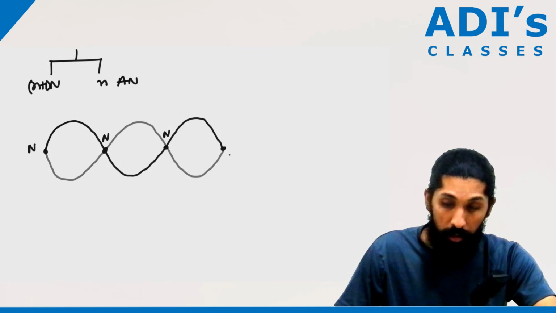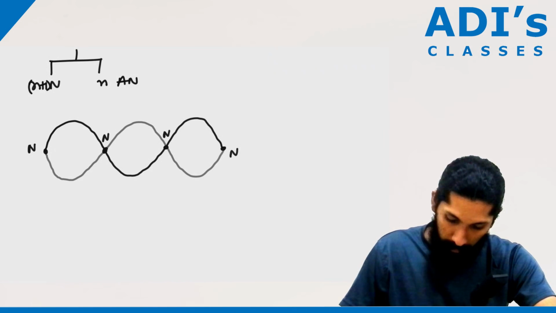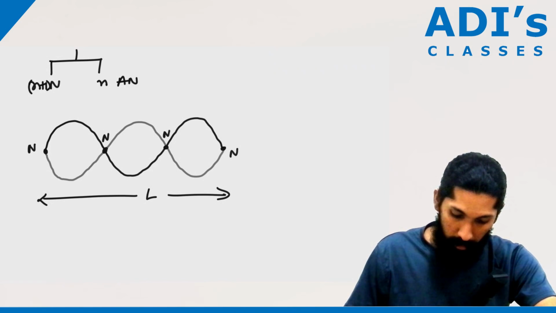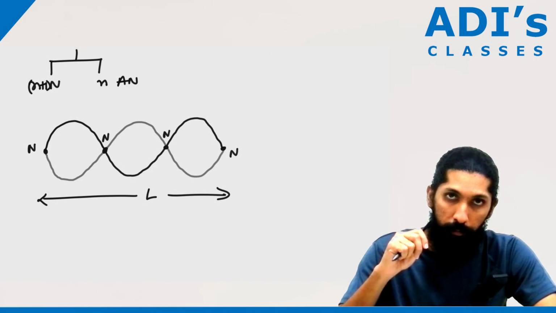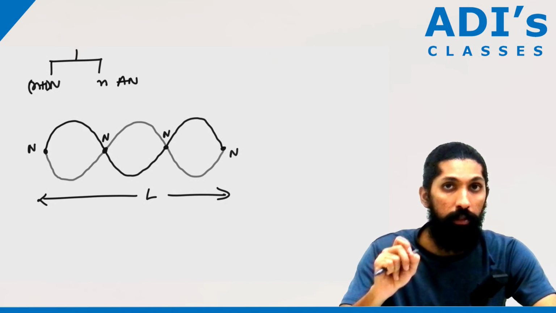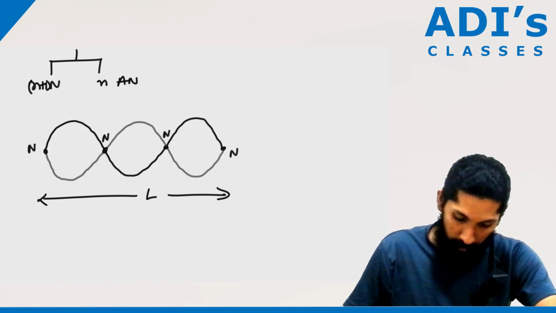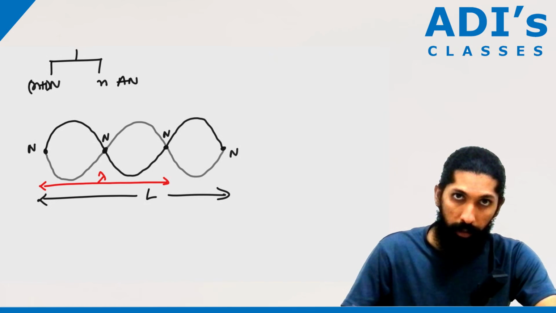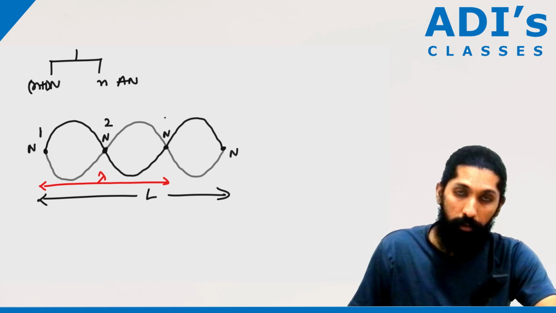Now the position of the nodes is more important here than the number of nodes. From here to here, the length is L, correct? And L has been divided into 1, 2, 3, 4 parts. But let's look at the position. From the first part, from here to here, we have lambda, that is one full wavelength. And this is the first node, second node, third node, fourth node.